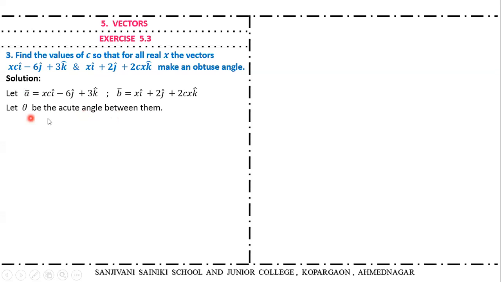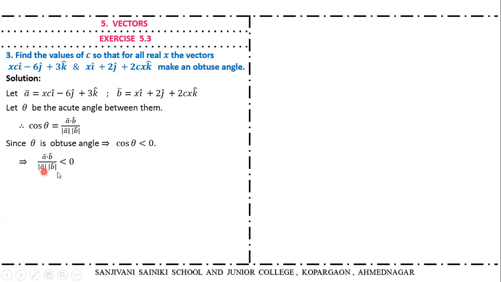Now, if theta is the angle between these two vectors, then we have the formula cos theta is equal to A bar dot B bar upon modulus of A bar modulus of B bar. They have given that the angle is obtuse, so theta lies in the second quadrant, and its value is more than 90 degrees. So cos theta is less than 0, which means A bar dot B bar upon modulus of A bar modulus of B bar must be less than 0.